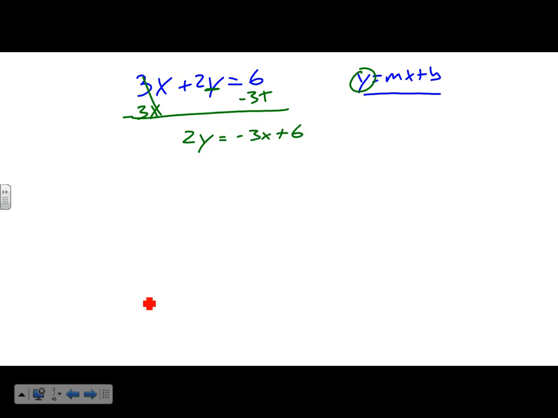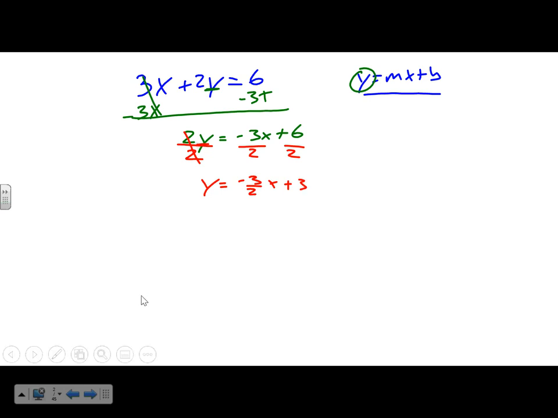And the last step, now we're dividing by 2. And the reason we're dividing by 2 is, again, I want this y all by itself. I didn't want the x by itself. I want the y by itself. So I divide by 2. Now, some people divide the whole thing by 2, but for our purposes, it's going to be way better to divide each one of these terms by 2. So we get y is equal to negative 3 over 2x plus 3.